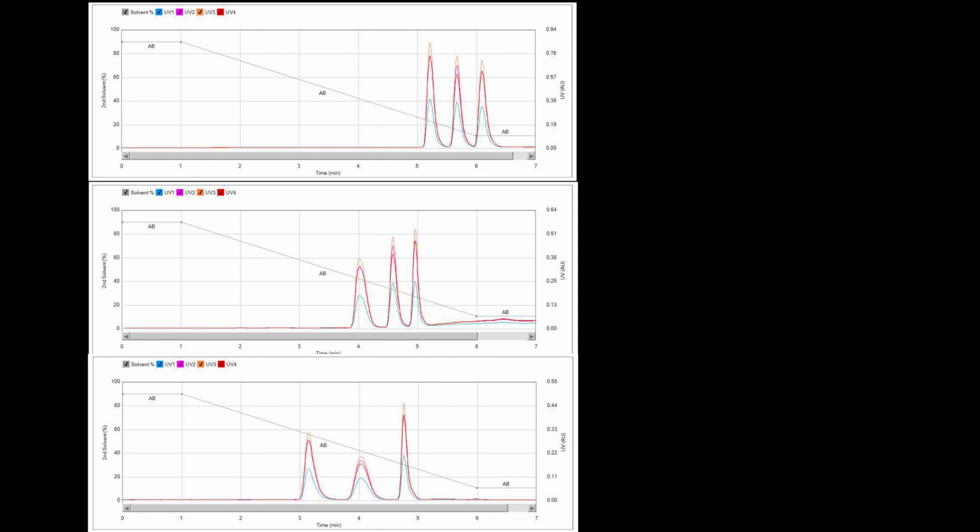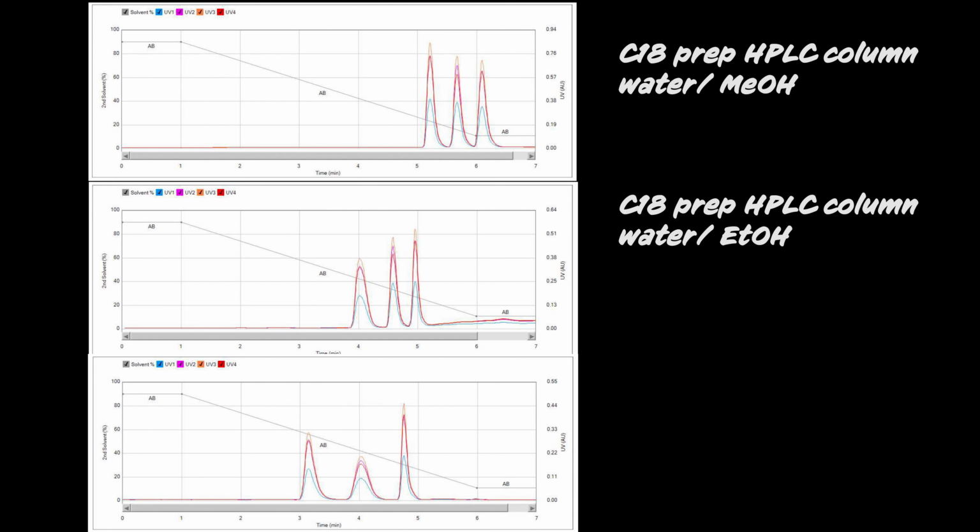And as we can see in the first chromatogram, with methanol, the separation is achieved in 7 minutes. If we substitute methanol with ethanol, we can reduce the runtime to less than 6 minutes. With ACN as an organic solvent, we can separate the 3 molecules in less than 5 minutes.